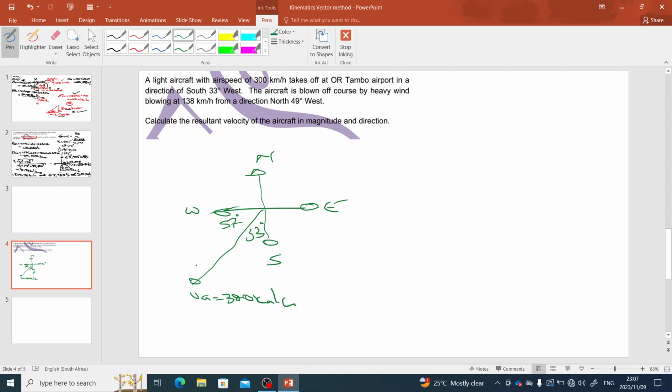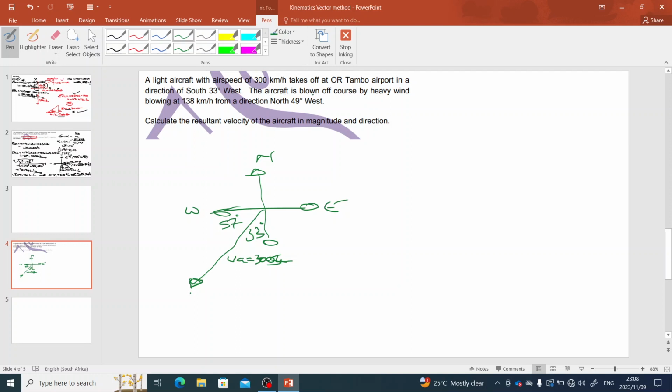Then there's a wind blowing. Now in projecting the direction of the wind, let's write this one a bit top up. It is 300 kilometers per hour. In projecting the direction of the wind, you will project it at the head of the plane, meaning at the tip of that arrow.